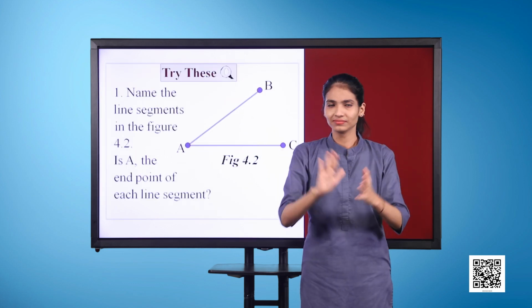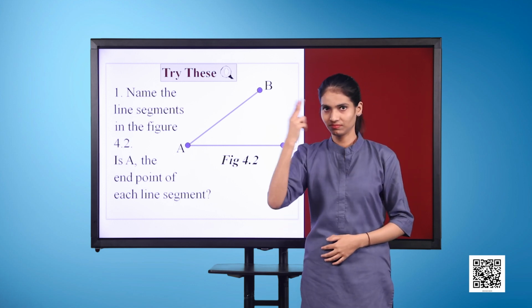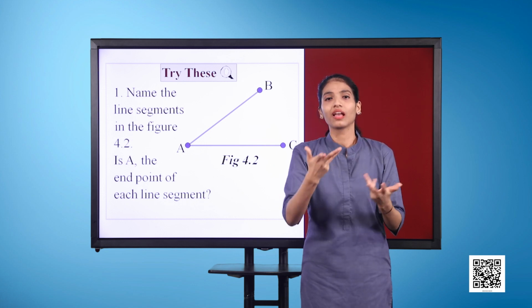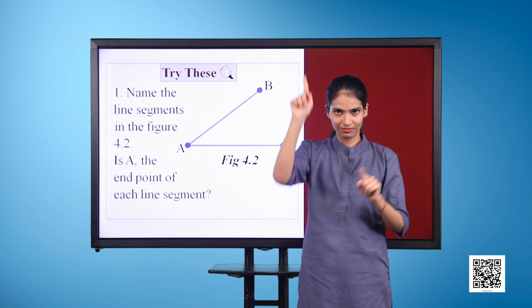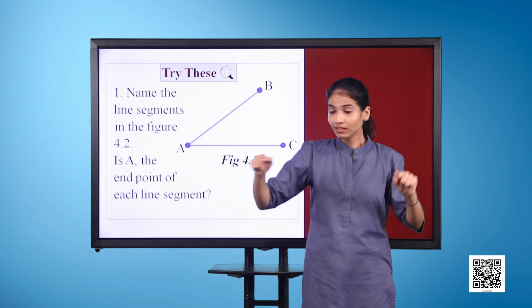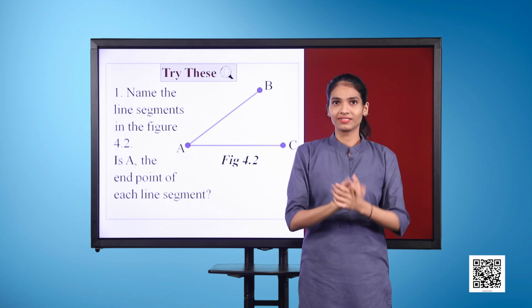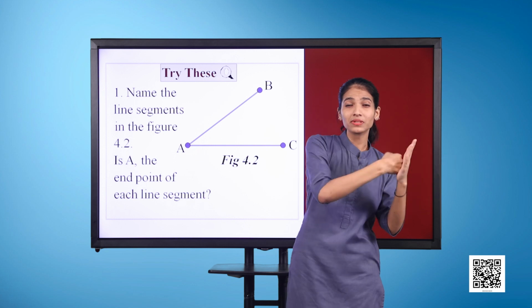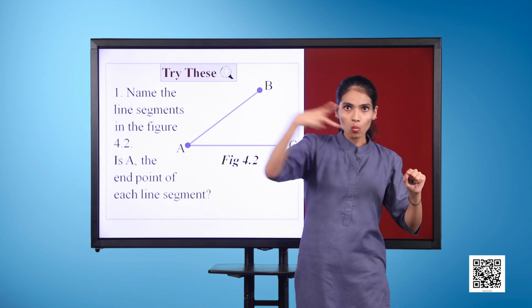Try these. 1. Name the line segments in figure 4.2. Is A the endpoint of each line segment? In figure 4.2, we see 2 line segments starting from A. They are AB and AC.